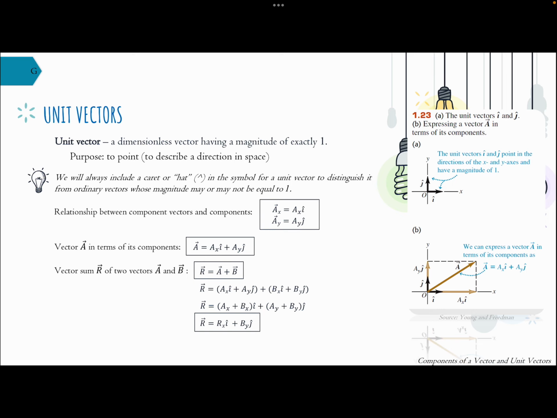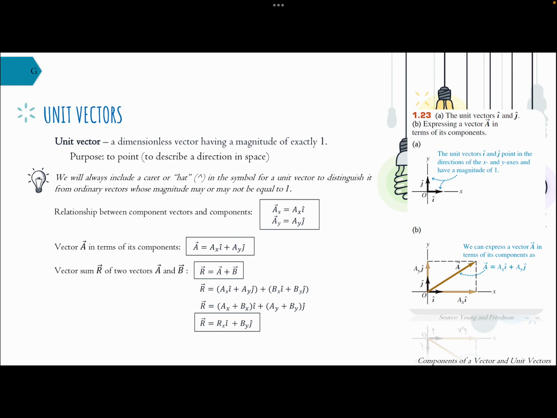So, a unit vector is a dimensionless vector that has a magnitude of exactly 1. And its purpose is just to point, meaning to describe a given direction in space. So the symbol for a unit vector, to distinguish it from ordinary vectors whose magnitude may or may not be equal to 1, is meron tayong linalagay na caret or hat sa taas ng letter.